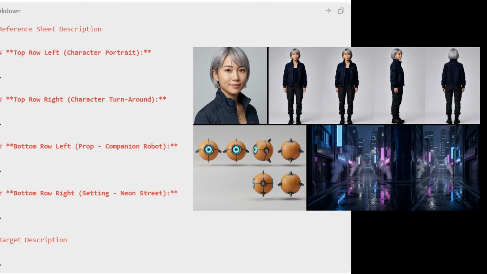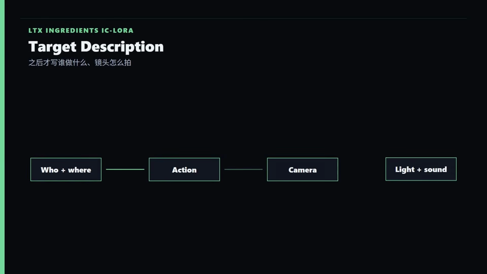Here, I don't recommend vague descriptions such as a beautiful girl or a cool robot. People understand those phrases easily, but the model has no specific details it can verify. Your prompt is really there to help the model find and identify the assets it needs to use. Finally, we have the target description. This is where you write the actual video prompt, and it's relatively simpler.